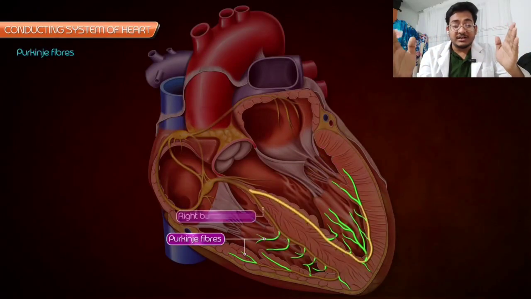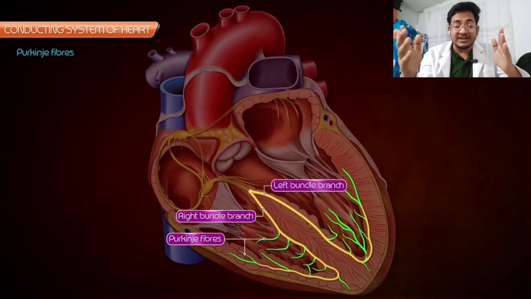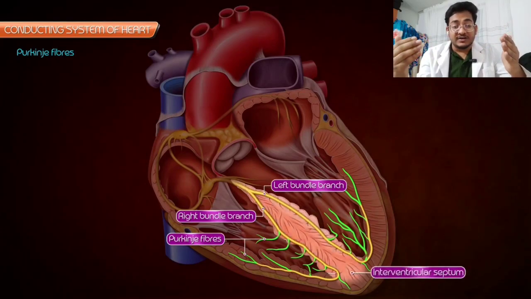Purkinje fibers. They are the terminal branches of the right and the left branches of the bundle of His and spread subendocardially over the septum and the rest of the ventricular wall.